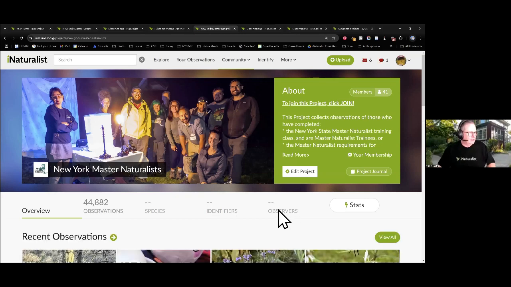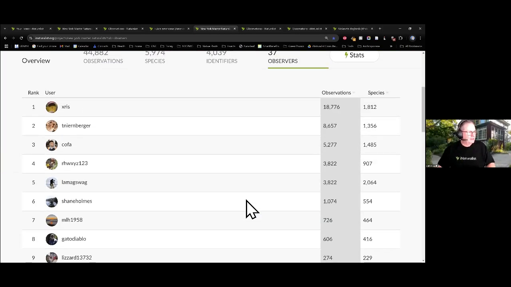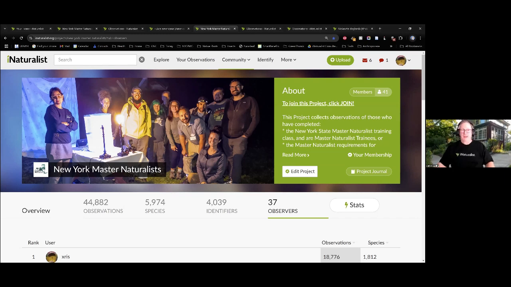We can see who the observers are. So notice there's 41 now. Thank you for joining during this session. 41 members now, but only 37 observers. That means there's 4 people who are members of the project who haven't observed anything, and that's great. As you observe things, they'll start showing up here. You don't have to do anything else. So this is a members only project. Only members of the project, their observations will show up. But you have to join for that to happen.